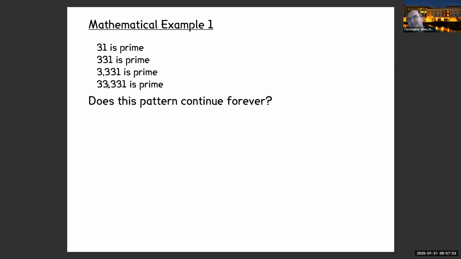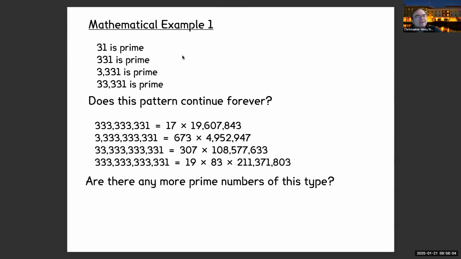Actually, I can't. And it's not just because I'm limited, I'm not a mathematician, but nobody can yet, is the interesting observation. But if you get up to having 4 3s followed by a 1, it's prime, 5 3s, 6 3s, 7 3s, but you get to 8 3s followed by a 1 and you discover it's not prime anymore. And people actually studied this before calculators.